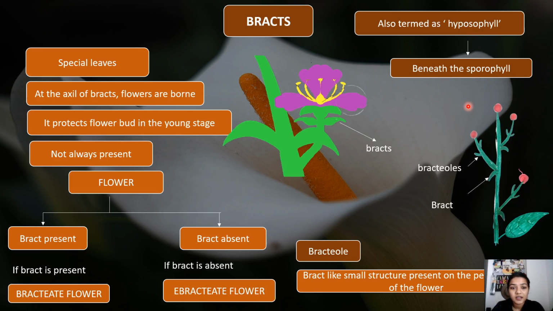So yeah, that is it about bracts. I hope that this basics is clear to you about bract, that a flower that has bracts present is called a bracteate flower. A flower that has bract absent would be called an ebracteate flower. Then a term that is given to bract is hyposophyll, and bracteoles are bracts only, but these are very small structures that are present on the pedicel or stalk of the flower, right? So I hope that bract is clear with you.